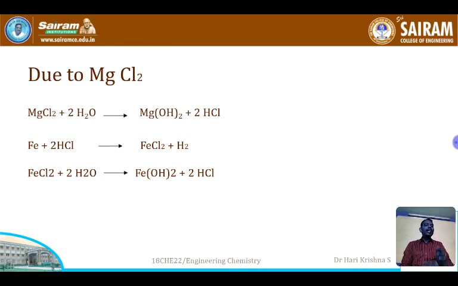Therefore, care should be taken to see that boiler feed water does not contain any magnesium chloride. This magnesium chloride is the main cause for scale and sludge formation. The other thing is, this is the major cause for boiler corrosion too. Therefore, utmost care should be taken that the boiler feed water is free from magnesium chloride.